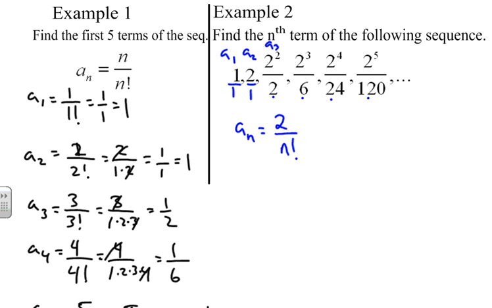And we're raising that to the n power. Well, actually, it's going to be the n minus 1 power, because when we plug in 1, we get 2 to the 0 power, which gives us that 1 in the beginning, so we have 2 to the n minus 1.